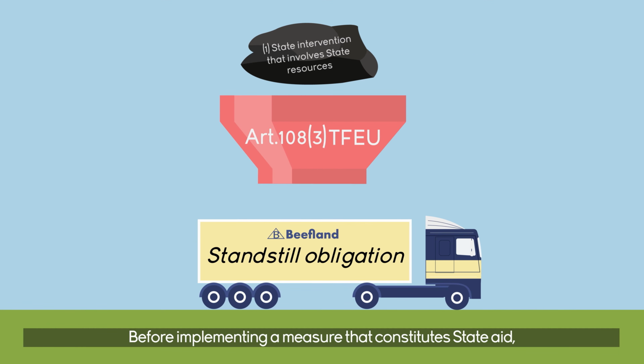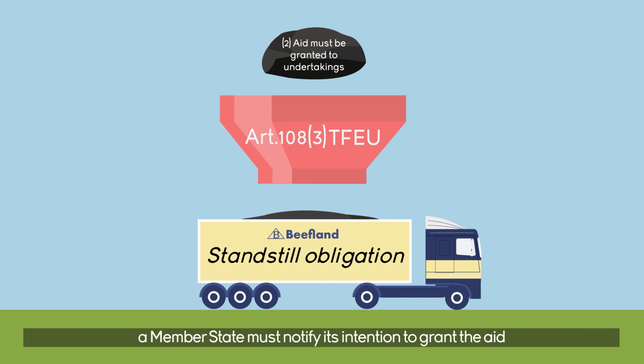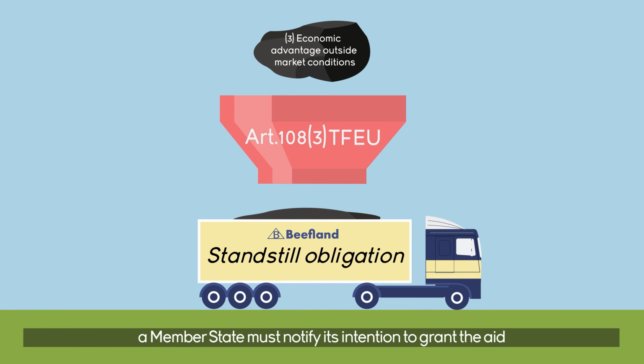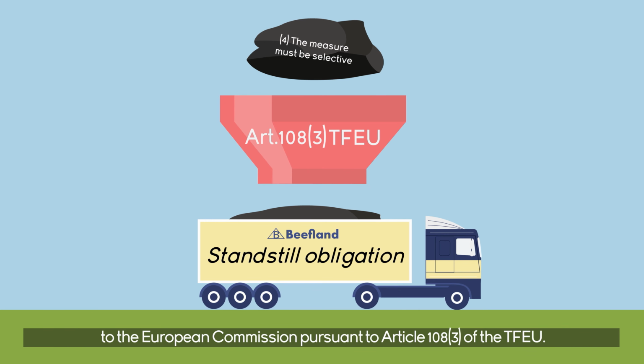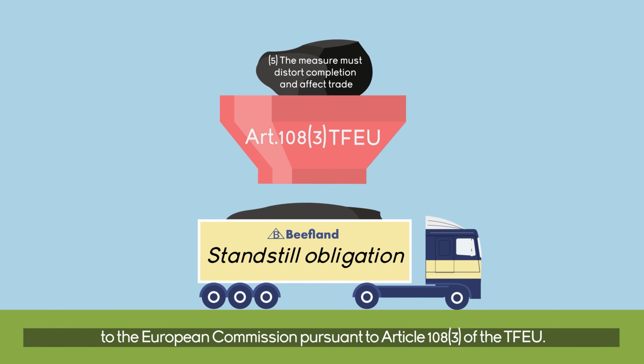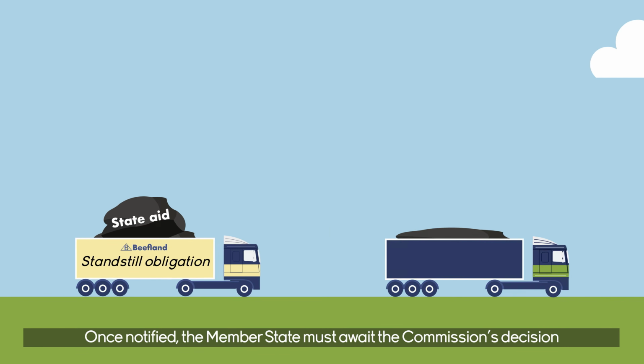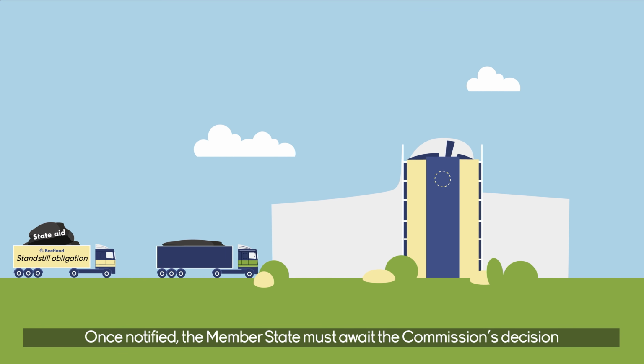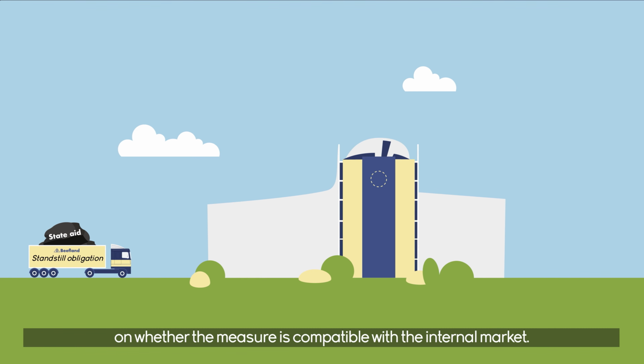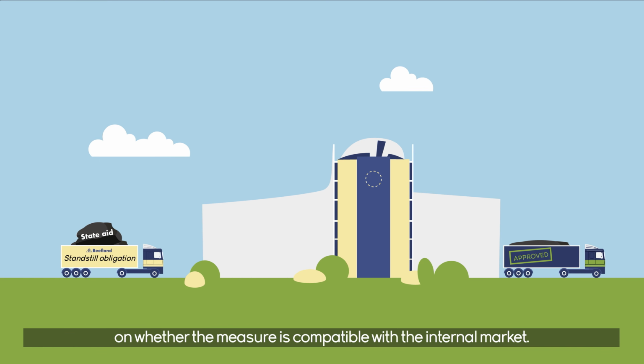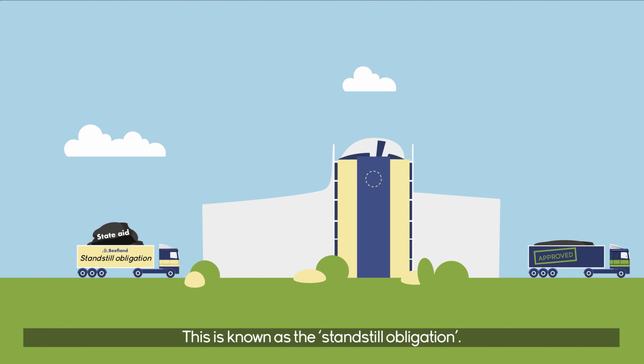Before implementing a measure that constitutes state aid, a member state must notify its intention to grant the aid to the European Commission pursuant to Article 108(3) of the treaty. Once notified, the member state must await the Commission's decision on whether the measure is compatible with the internal market. This is known as the standstill obligation.